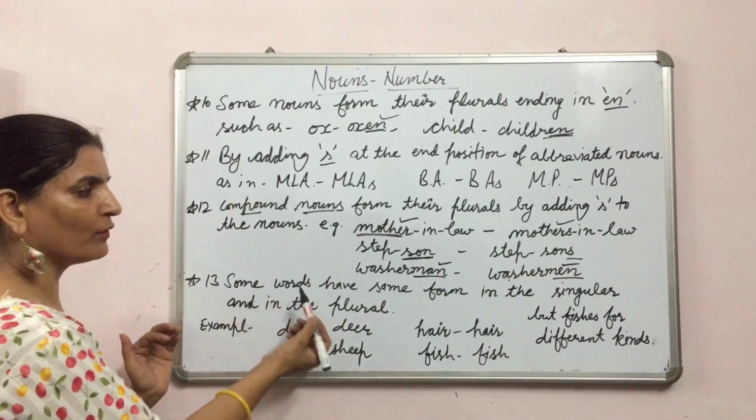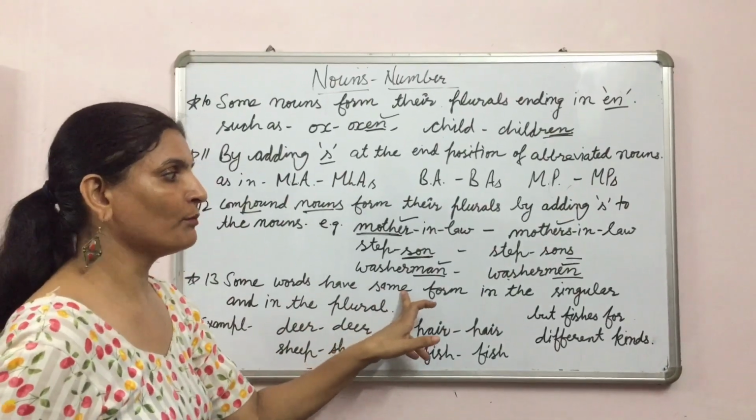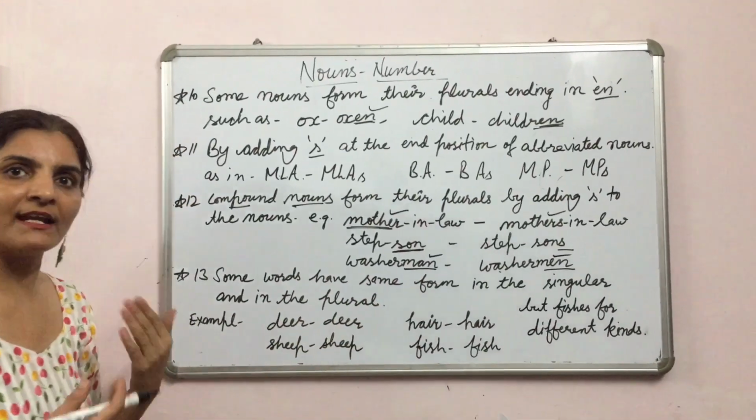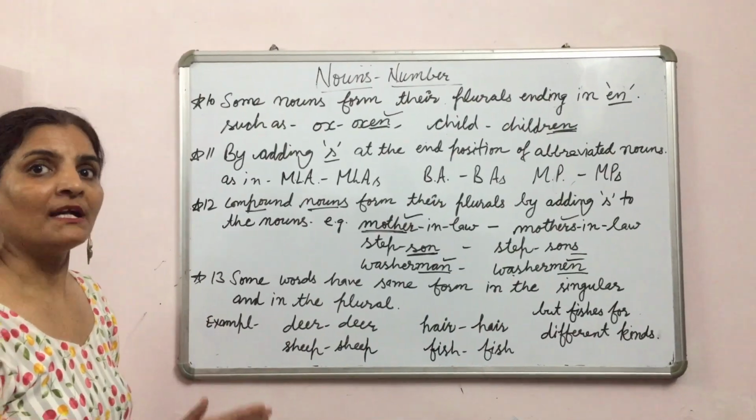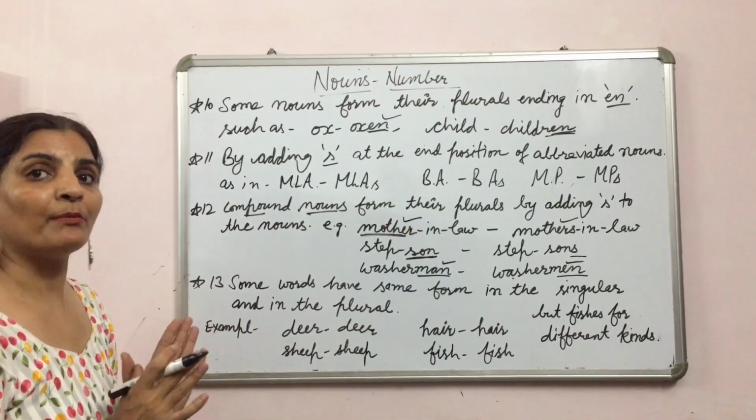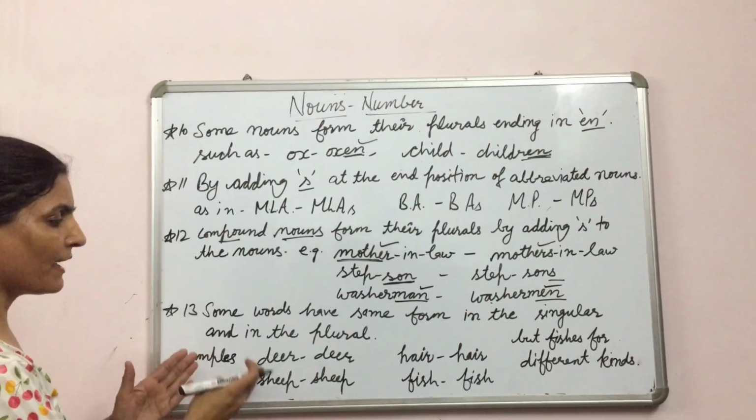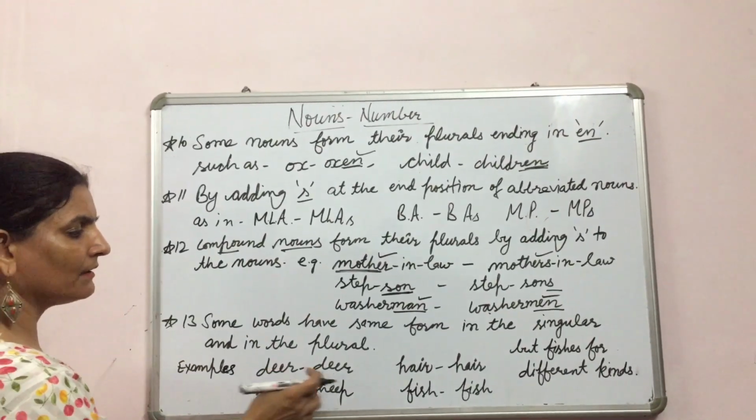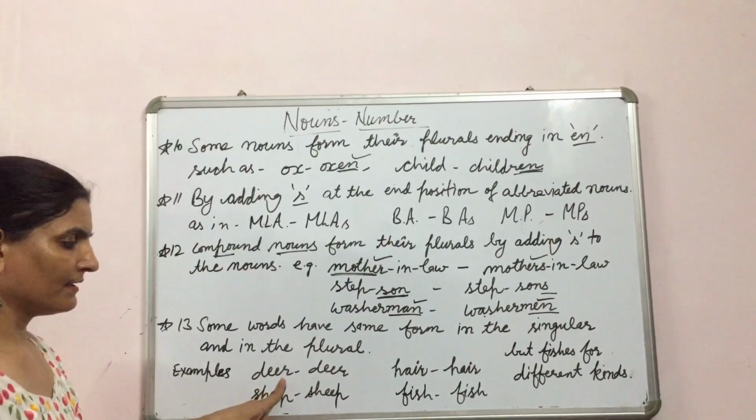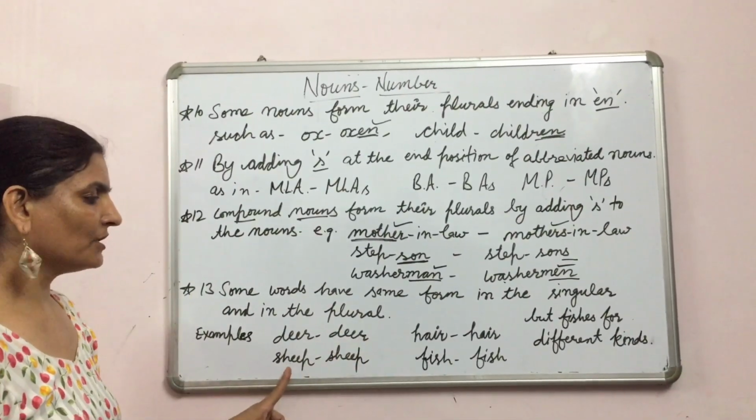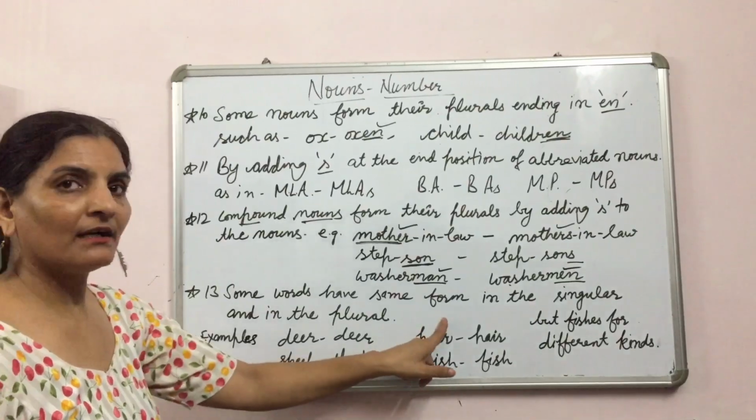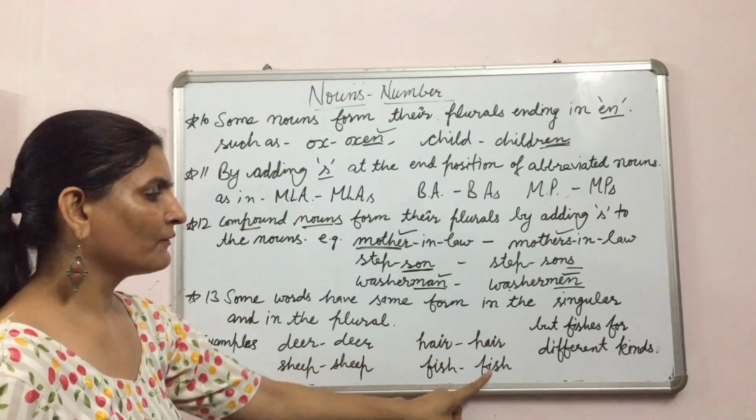Next, some words have the same form in the singular as well as in the plural. Means they are the same, they will remain the same in plural forms also. Look at the examples. Dear, dear. For one dear, and for many also we will use dear. Sheep, sheep. Hare, hare. Fish, fish.